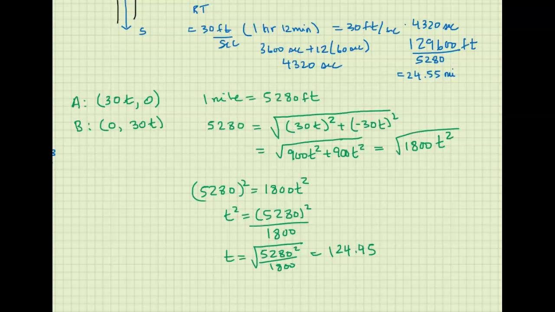And what are my units? My time was in seconds, right? So my units are seconds. That's how it's determined, because your rate was 30 feet per second, you wanted your distance in feet, and your time ends up being in seconds. If I want to change that to minutes, you divide by 60. So you get 2.07 minutes. There we go. Okay, and that's it.